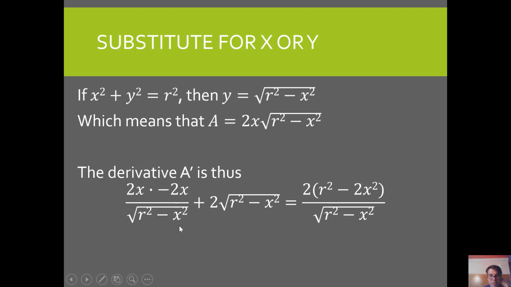Okay? So the first times the derivative of the second, plus the second times the derivative of the first. So the second, there's the second, times the derivative of the first. And the derivative of 2x is just 2. Okay, now we got to do a little simplification.